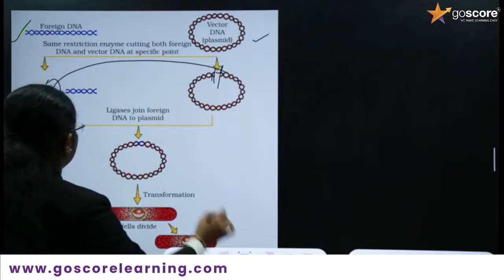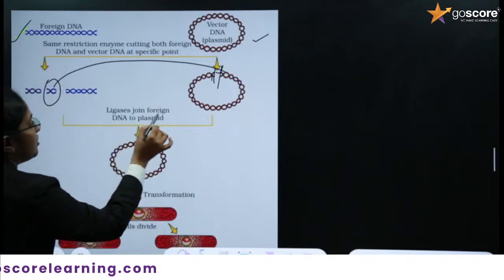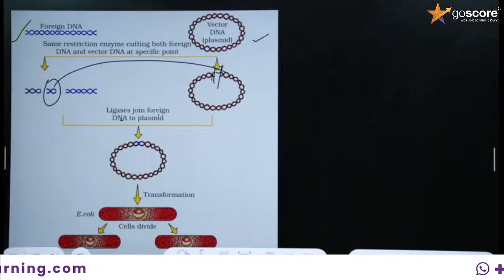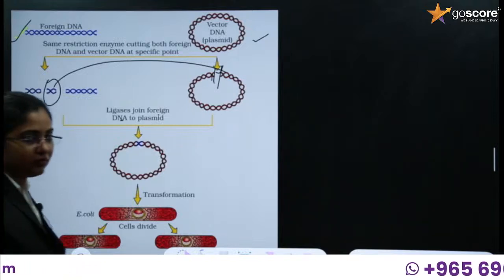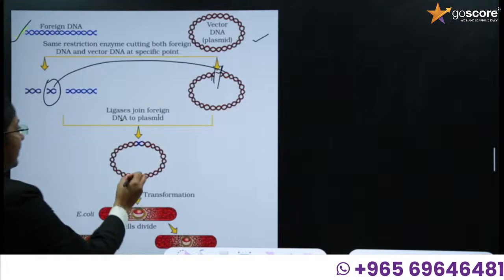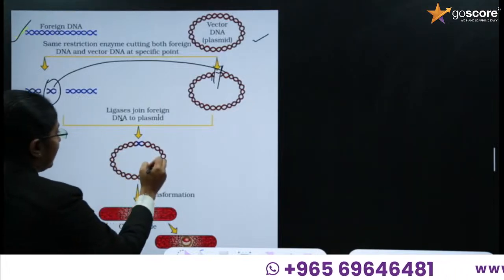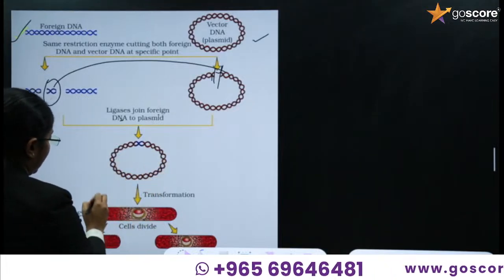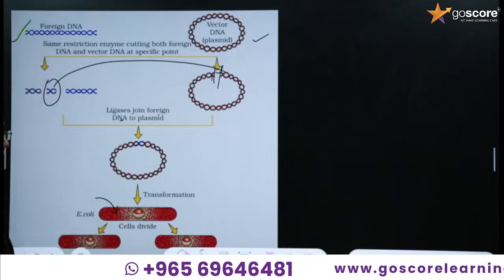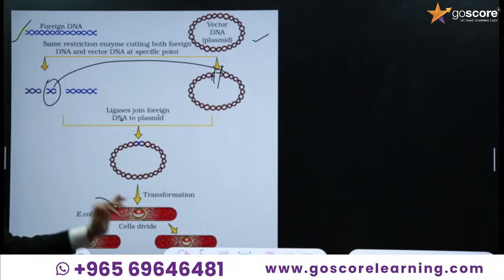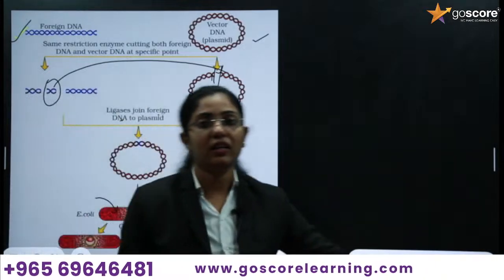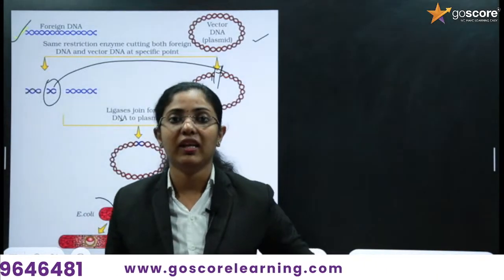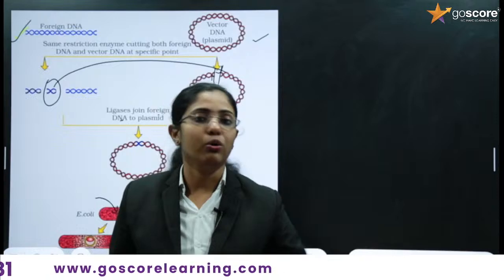After ligation, see, ligases join foreign DNA to plasmid. Then what happens? Transformation. It is integrated into E. coli, from where the E. coli cells or the vector DNA will be multiplied. Later on, this DNA can be taken and given to the host organism.